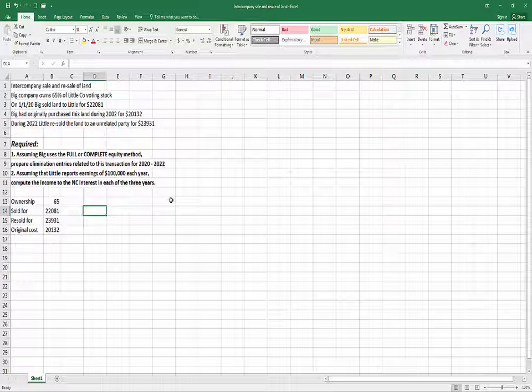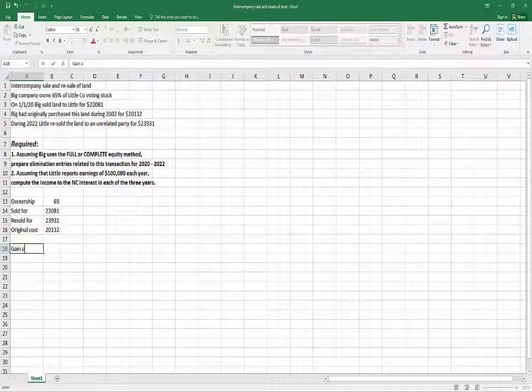Okay, so Big company owns 65% of Little company voting stock. On January 1st, 2020, Big sold land to Little for $22,081. Big had originally purchased this land a few years earlier for $20,132. During 2022, Little resold the land to an unrelated party for $23,931.